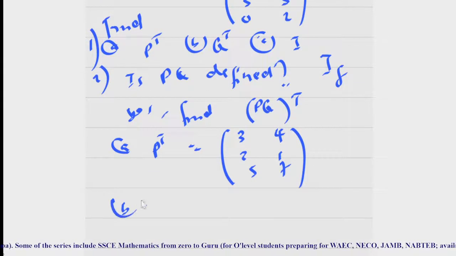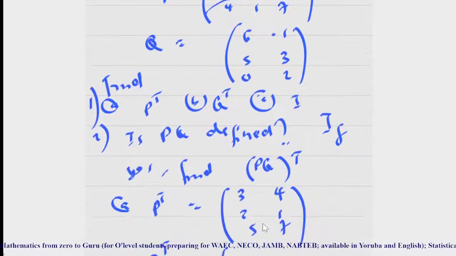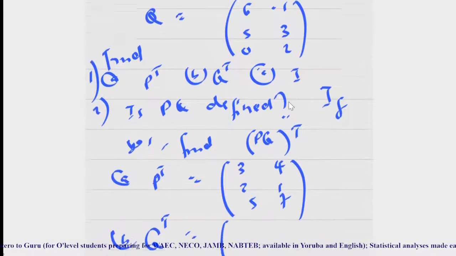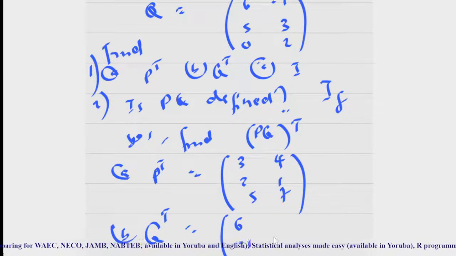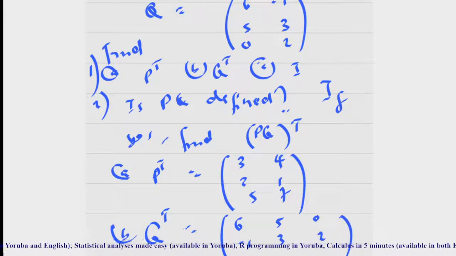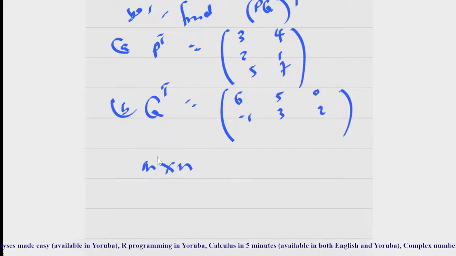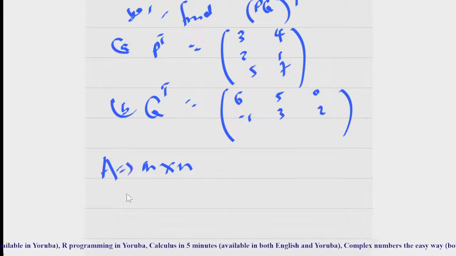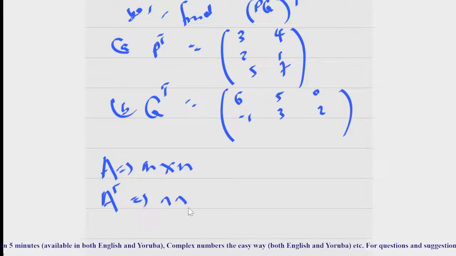What of Q transpose? Your Q transpose, the same way you interchange the row as well as the column. So then you have 6, minus 1, 5, 3, 0, 2. I hope you understand now. So in essence, if the order of matrix A is m by n, then the order of the transpose of A will be what? N by m. I hope you understand now.